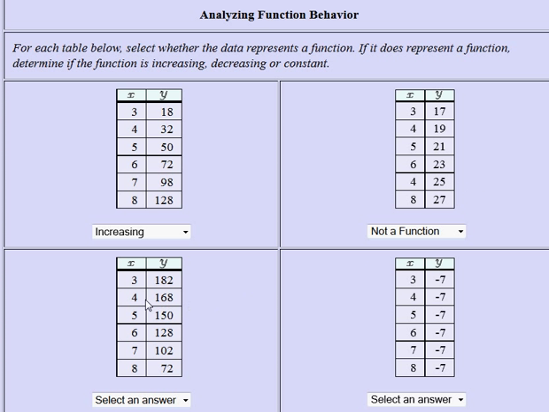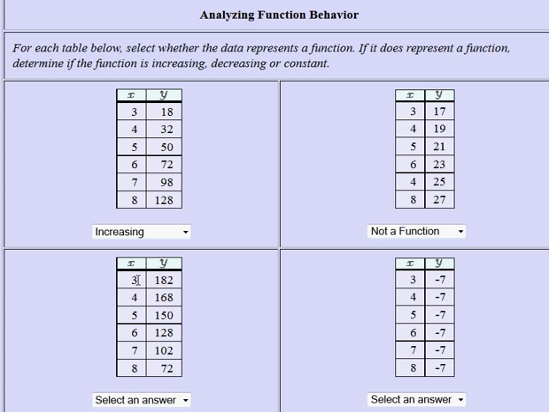Moving down to the third table here, if you plug in 3, you only get one output, 182. There's no other place in the chart that sends 3 to some other output. The same goes for 4, 5, 6, 7, and 8. So this is a function. Now I have to ask myself, is it increasing, decreasing, or constant?